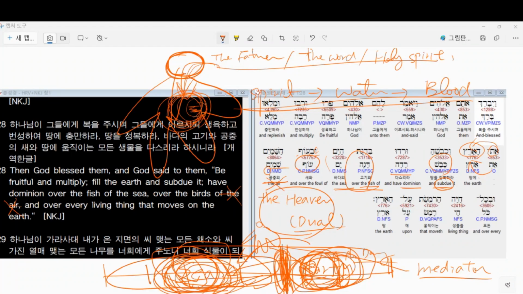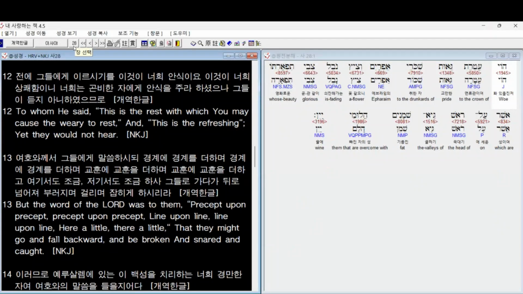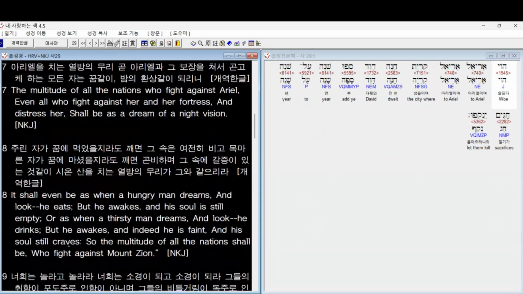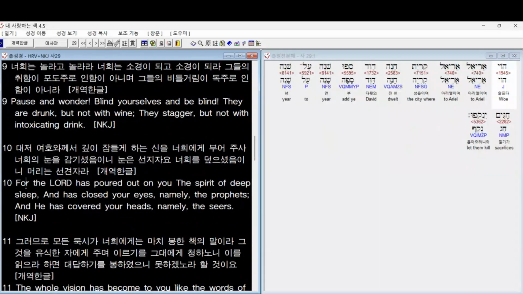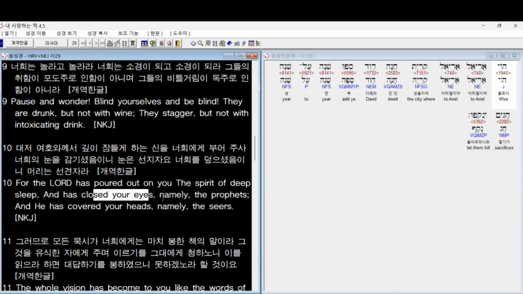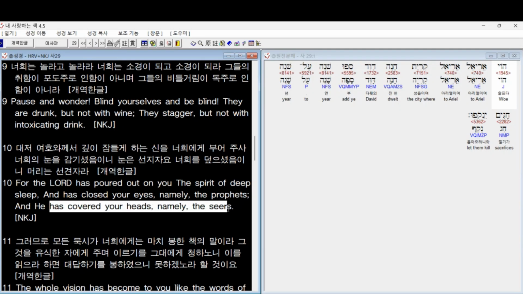Another one is showing in Isaiah chapter 29. Next verse. This is 28. When we go to 29, coming down to 11, the Lord has poured out on you the spirit of deep sleep until the fifth day. Has closed your eyes, namely the prophets. That's why prophets impart. He has covered your heads, namely the seers.